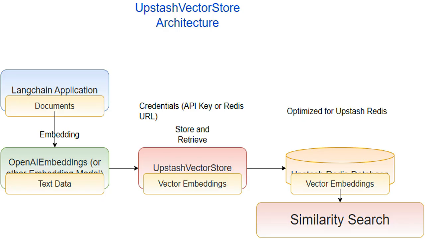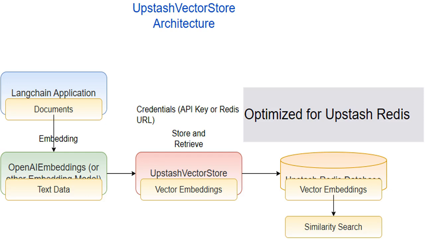The "upstash-vector-store" has the function of enabling similarity searches. This means finding the documents in the Upstash Redis database that are most similar to the search query, enabling retrieval of relevant results. The UpstashVectorStore is designed specifically for the Upstash Redis serverless offering. This means that it is optimized to align with the characteristics and features of Upstash Redis that can result in better performance and ease of use.